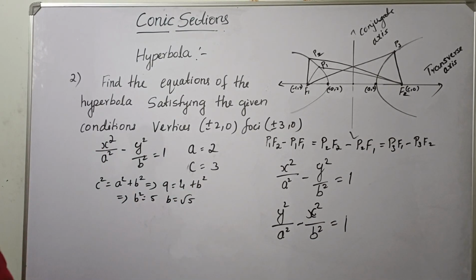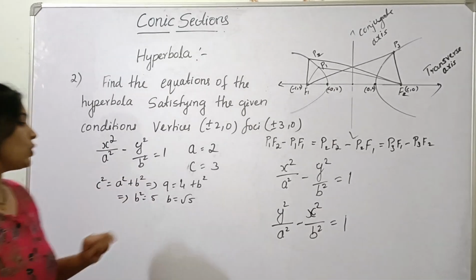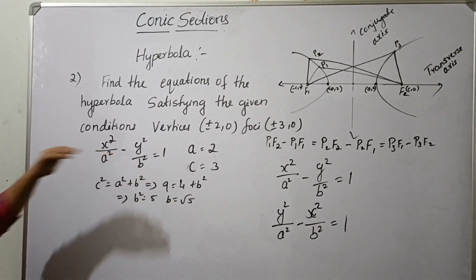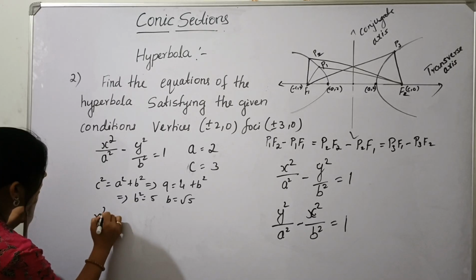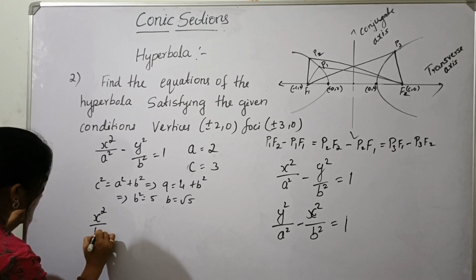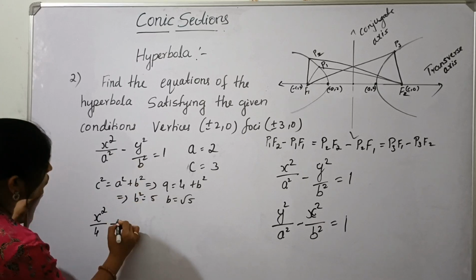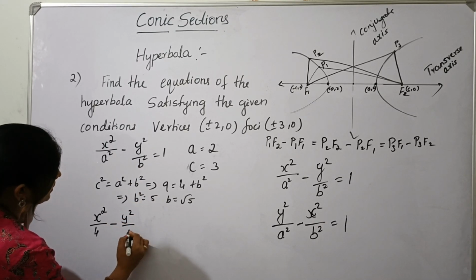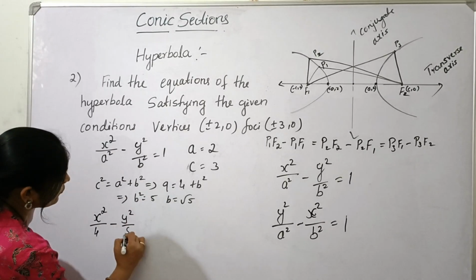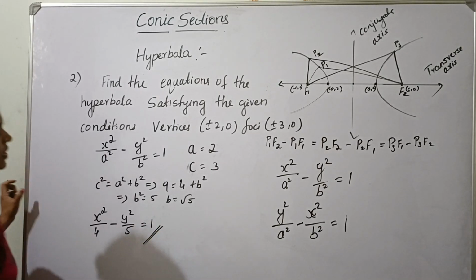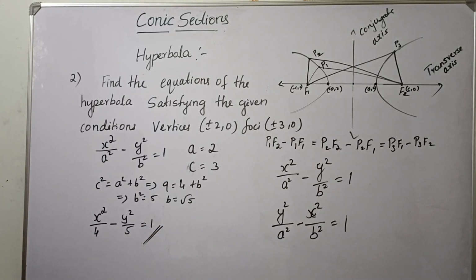Now we have got the b value, b is equal to root 5. Directly substitute in the equation: x square by a square, that is 4, minus y square by b square, b is root 5 so b square is 5, is equal to 1. So it is the required equation of the hyperbola.